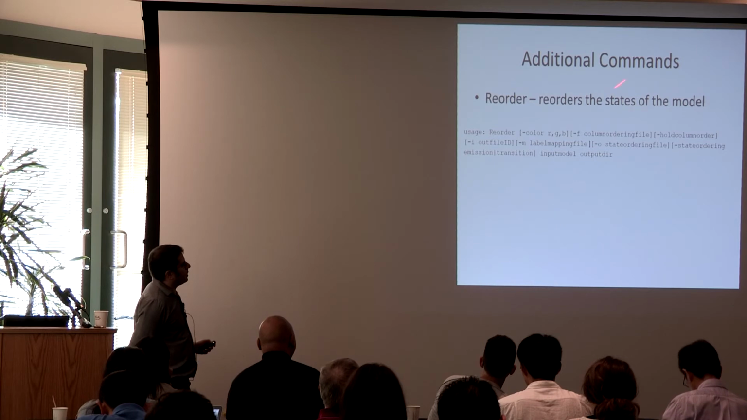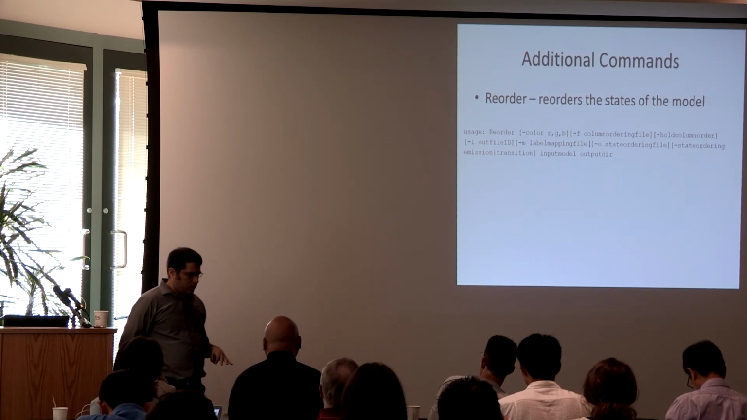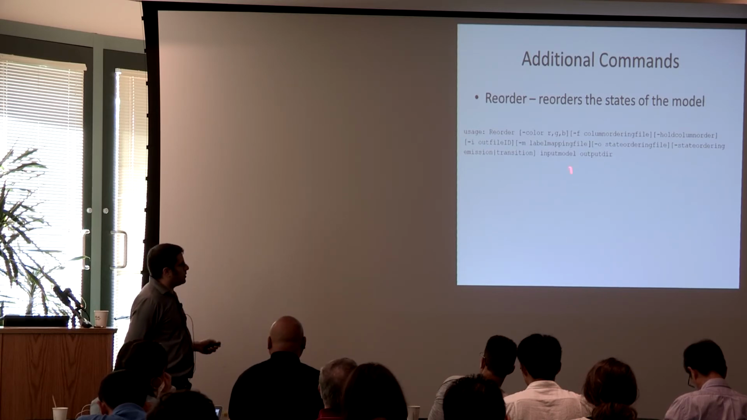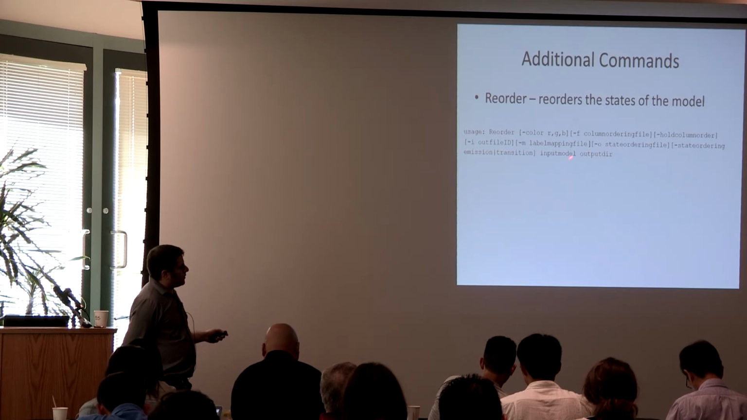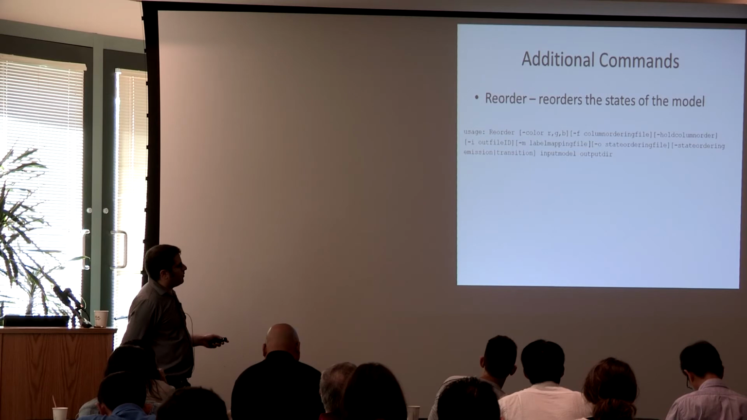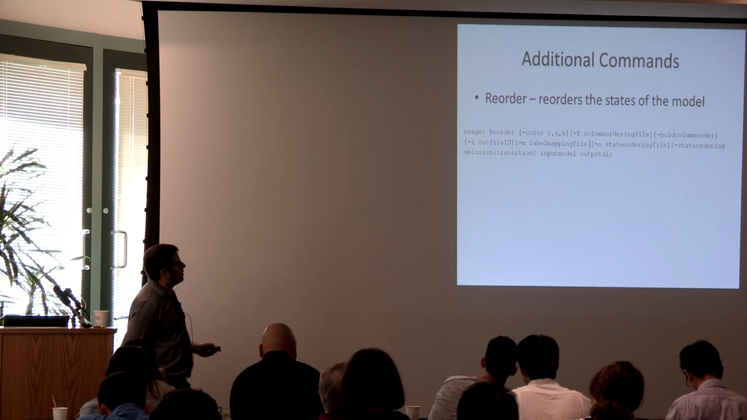And then there's another command, reorder the model. If for some reason you wanted to reorder the states, you need to take the original model, and then it can re-output the model with the states reordered, and then you would need to rerun the make segmentation command. I don't think I put that command here, but it's described in the manual as well. But you can reorder the states as you specify.